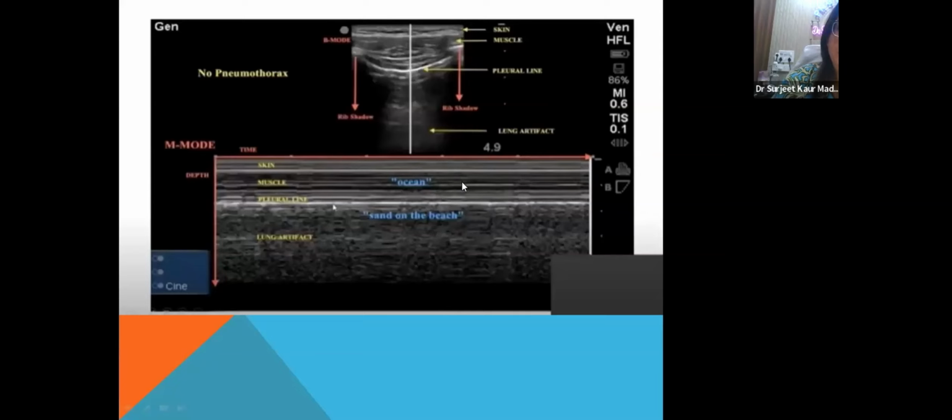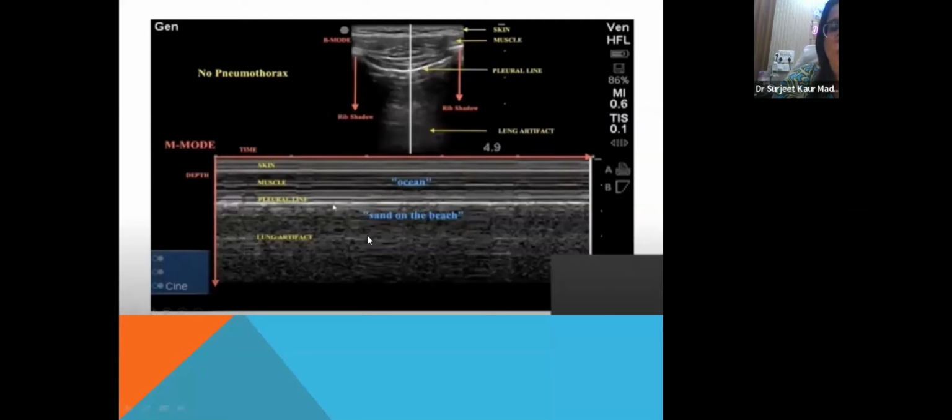The area above is the superficial tissues, which has skin, muscle, and the subcutaneous tissue, and this is seen as the beach. The area below the pleural line, the lung tissue, is seen as sandy patterns. You can appreciate some dots there. This is full of dots. So this is the sandy area and this is the beach. It is called the sandy beach appearance or seashore appearance. This is like a sea and this dotted area is like a shore. This is a normal pattern in a normal lung.